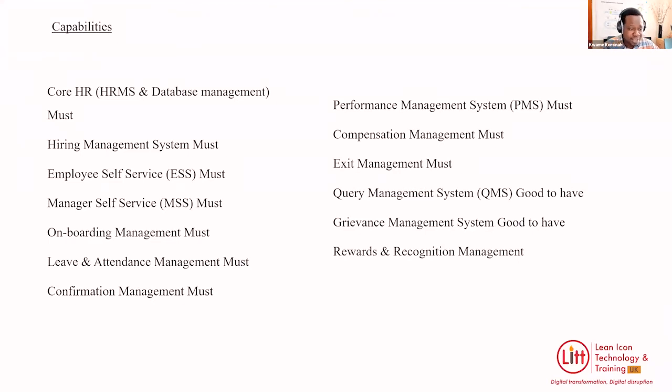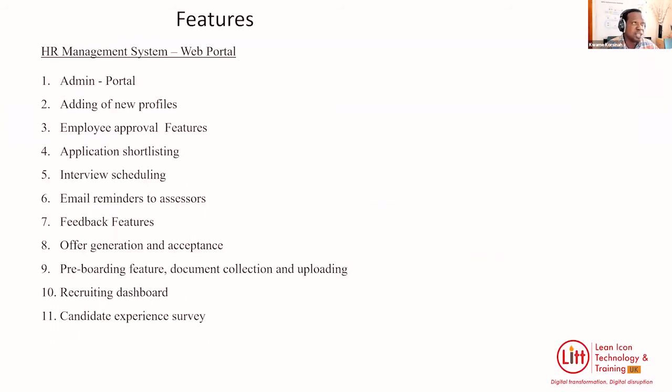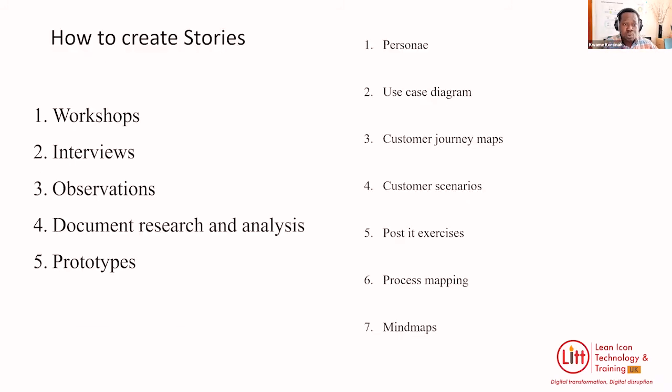These are capabilities of the HR management system. You can break your epics down into capabilities, and then you can break them further down into features. So we pick one feature and we break it further down so we can understand those. Then we'll use the backlog refinement sessions to break the features down into stories.